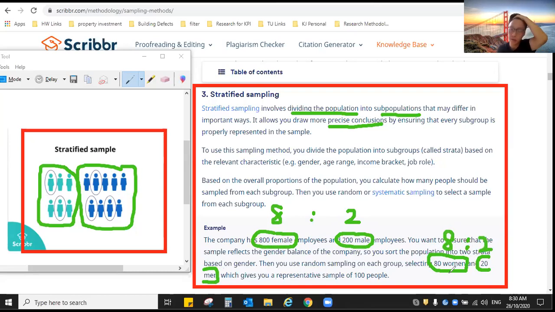This is called stratified. You stratify them according to the ratios that you want, because you want to ensure the sample reflects the gender balance. So you arrange the same ratio. From 800 you cannot ask too many, so you take 80. From 200, also too many to ask, you take 20. Same ratio. So this is a stratified sample. Until here clear?